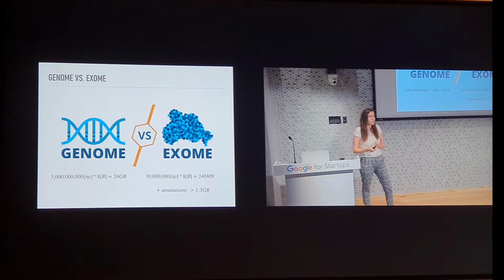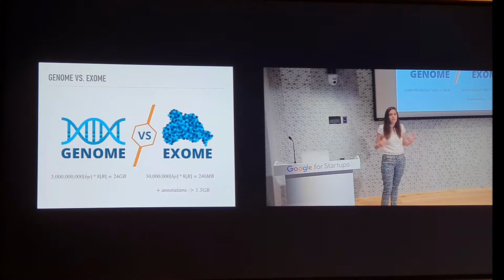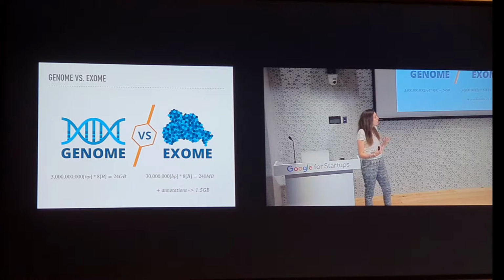And if you think about it from a data point of view, how do you save this data? Each character is 1 byte, so it's 8 bits. You get about 24 gigabits of data. That's a lot of data for one genome.